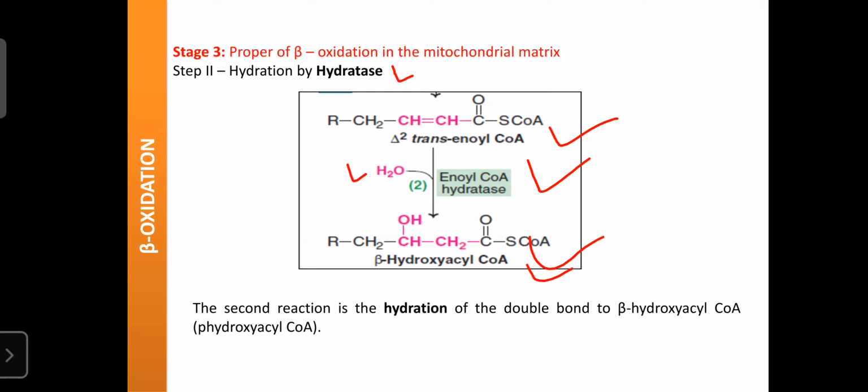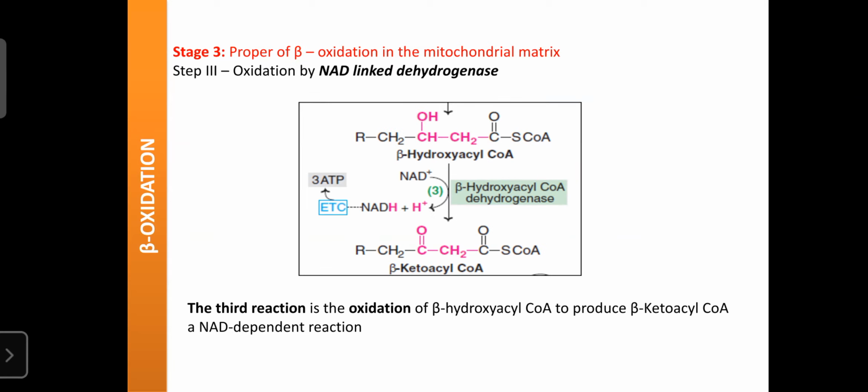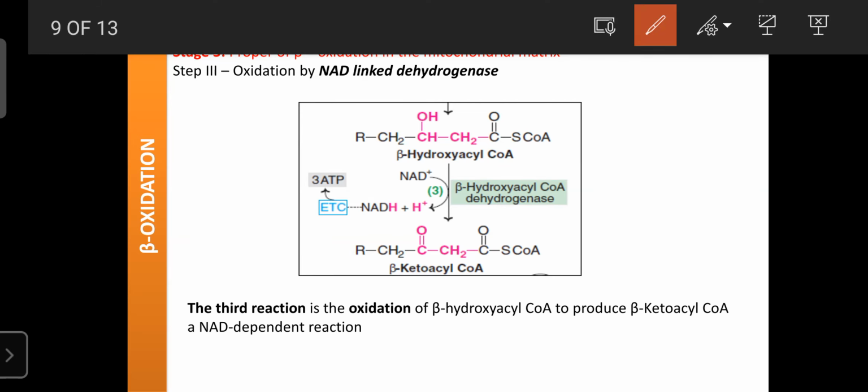So the trans-enoyl CoA is converted into beta hydroxy acyl CoA in the presence of the hydratase enzyme and the addition of a water molecule. So next is, once again, oxidation. It is regulated by the NAD-linked dehydrogenase enzyme, or beta hydroxy acyl CoA dehydrogenase enzyme. This enzyme causes the oxidation of beta hydroxy acyl CoA into beta keto acyl CoA, where NAD is converted into NADH plus H.